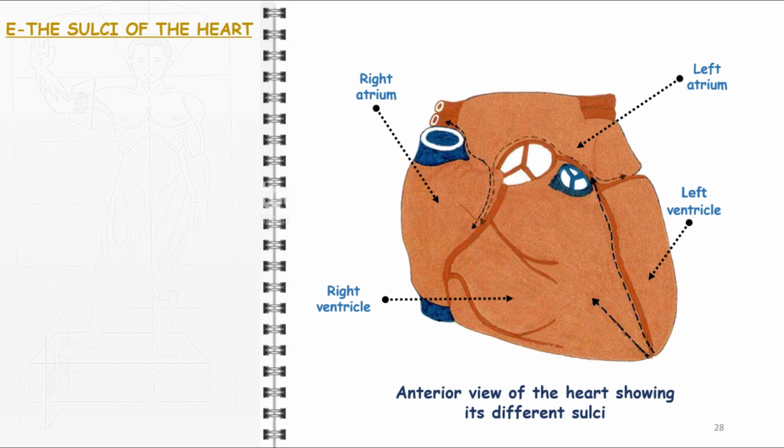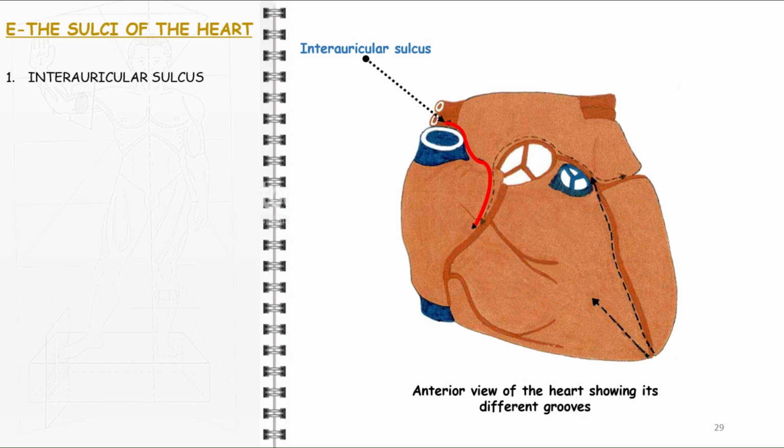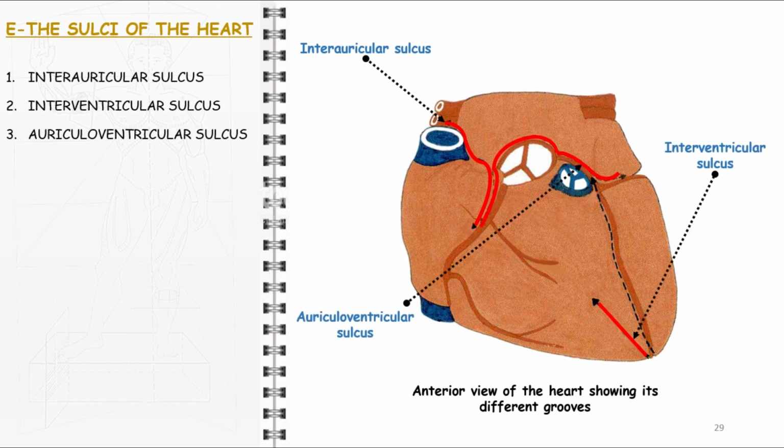The sulci of the heart define the outer boundaries of the heart's chambers. The coronary vessels run within them, masked by adipose tissue. Three main sulci can be identified on the heart's surface: the interauricular sulcus, the interventricular sulcus, and the auriculoventricular sulcus.